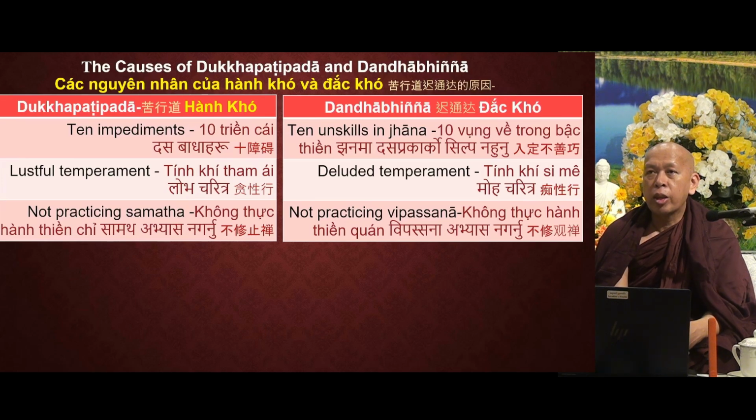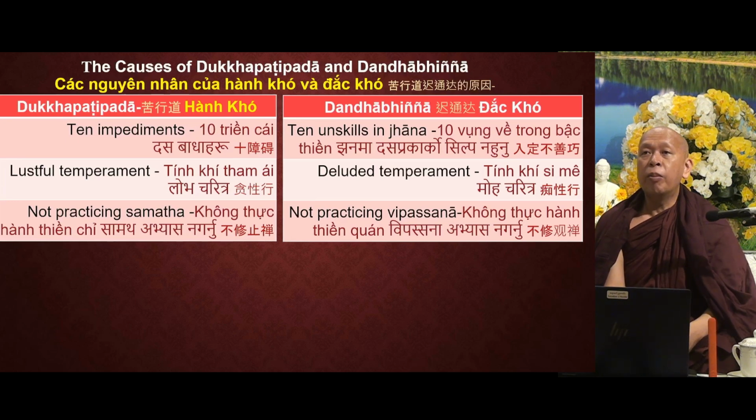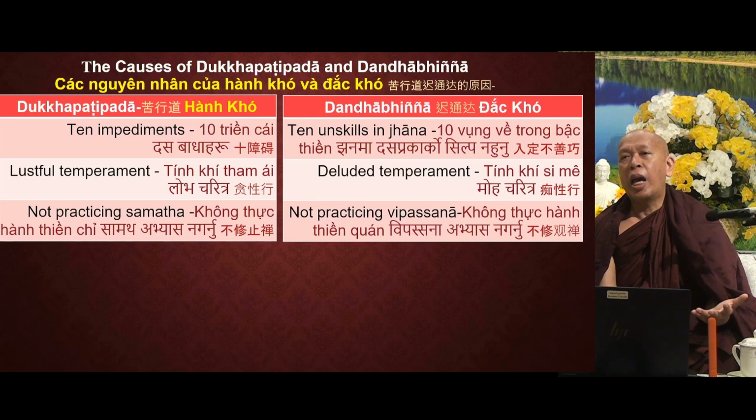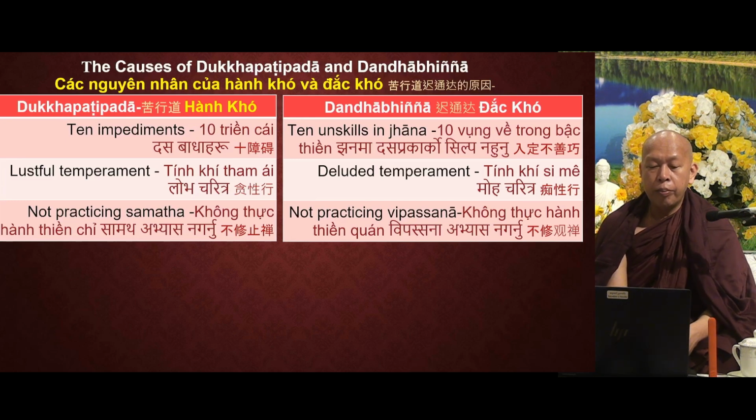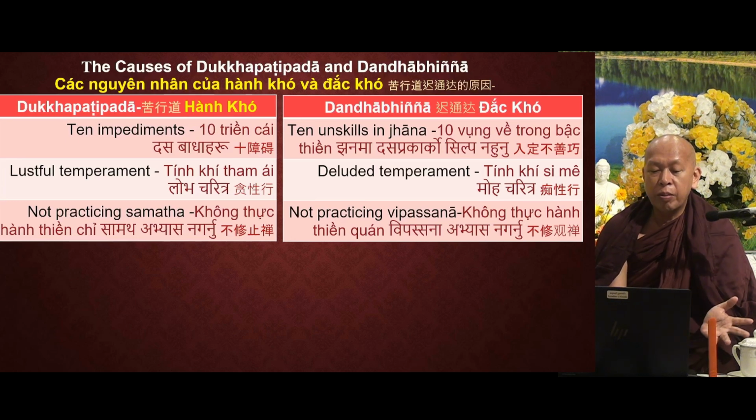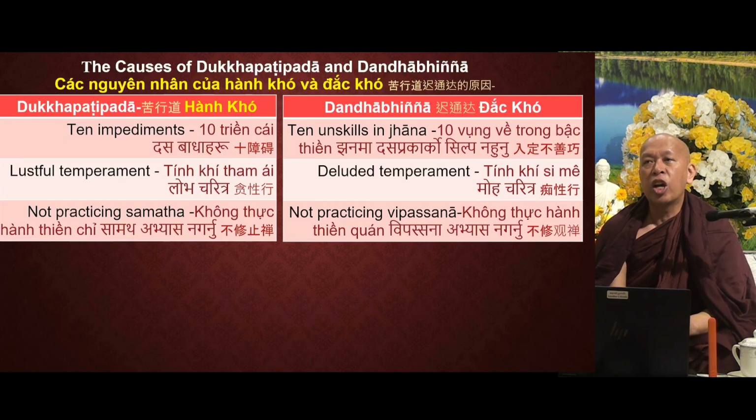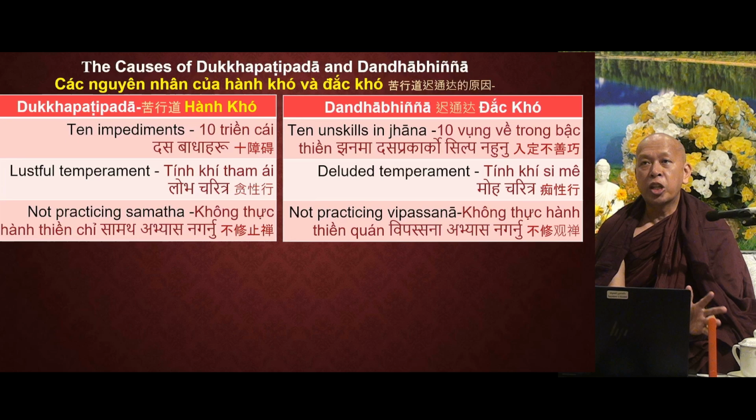Why do we attain very slowly? Although we have improved up to some level, sometimes we cannot improve more than that. Why does this happen? Here we have 10 unskills in jhana. Later I will explain the 10 impediments and then the 10 unskills in jhana. It will be more in detail.